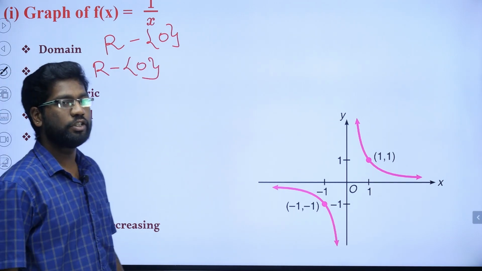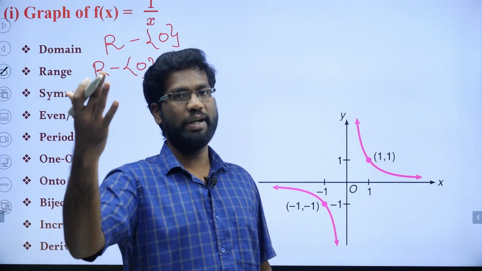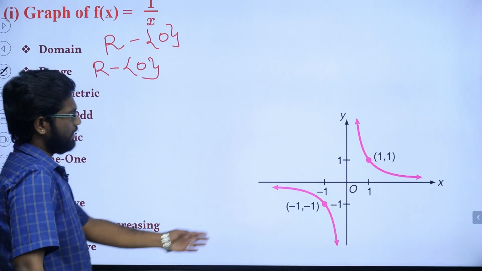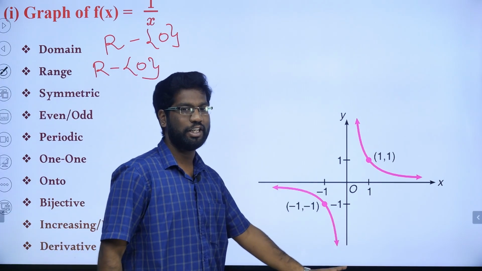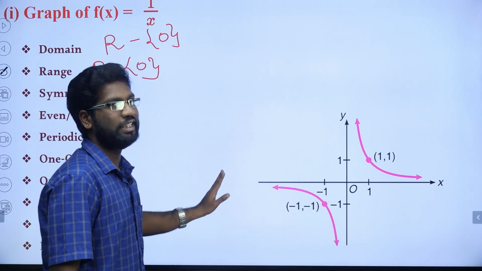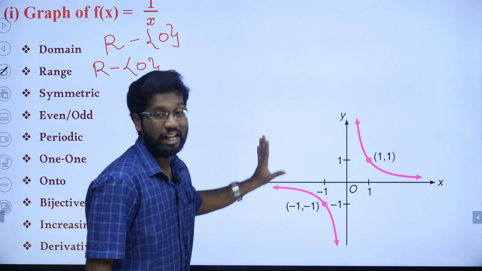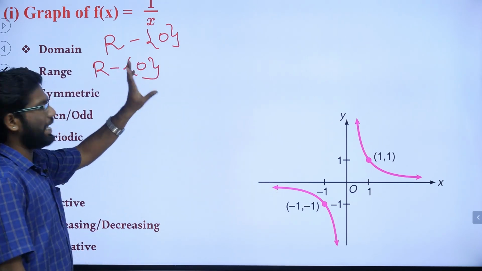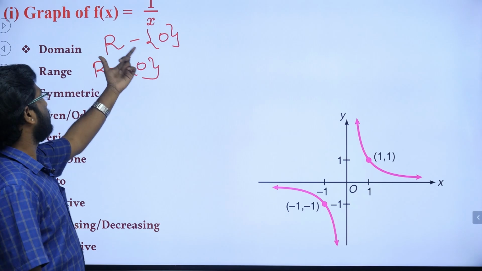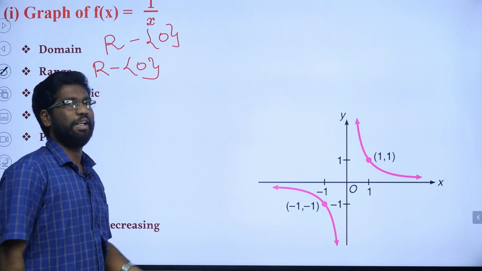So for range also, no problem, my dear students. The same as the domain, I am getting as the range. As you can see here, except 0, it is taking all the values. The graph is covering all the values in the full graph. So my range is everything except 0. So my range is R minus 0 and the domain is also R minus 0, my dear students.